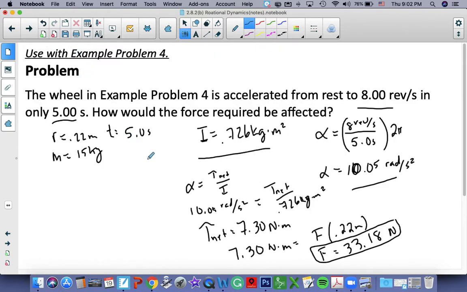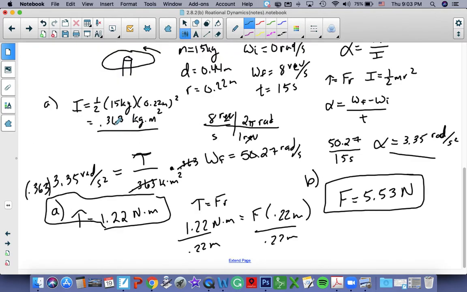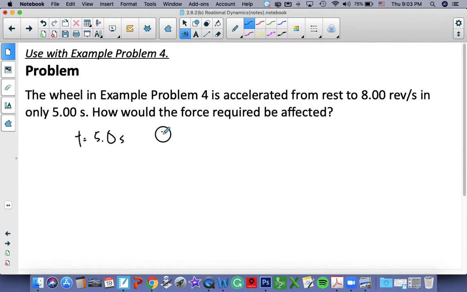Okay, so I did this previously. Let's get rid of all this. The wheel in example problem 4 is accelerated from rest to 8 revolutions per second in 5 seconds. So the difference here is our time is equal to 5 seconds, and we're going from 0 to 8 revs per second. Let's backtrack here, see if we can use some of the stuff on the last slide. We are not changing our radius or anything, so we have 0.363 kilograms times meters squared for a moment of inertia.